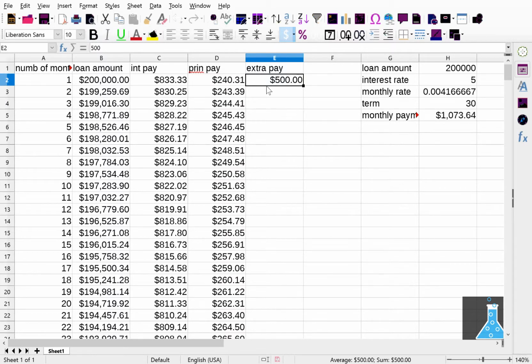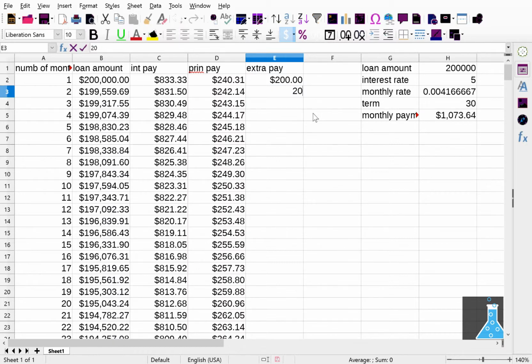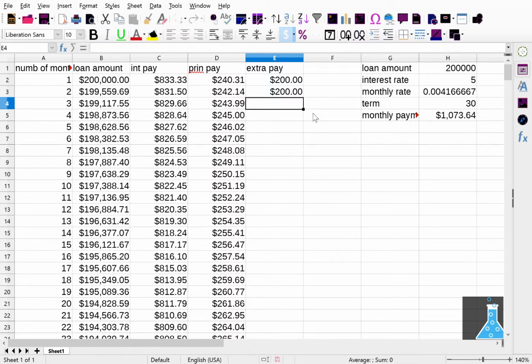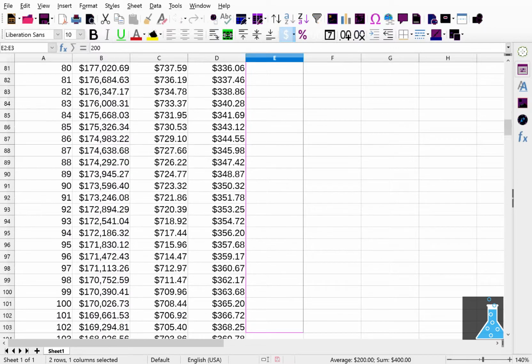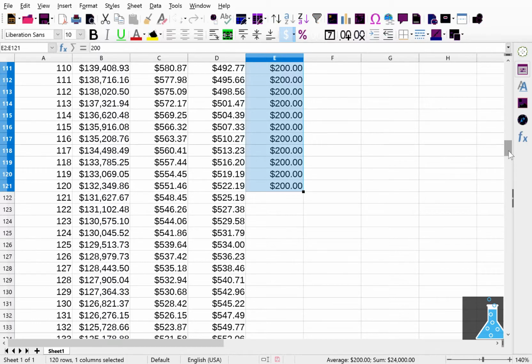Let's say that we didn't have $500 extra hanging around. I mean, we just bought a house, so you probably have to buy furniture and stuff. Let's say, though, that we can put maybe $200 extra per payment, and we do that for 10 years. So that would be 120 months, so we're just going to run this down to 120. And let's see how much that saves.